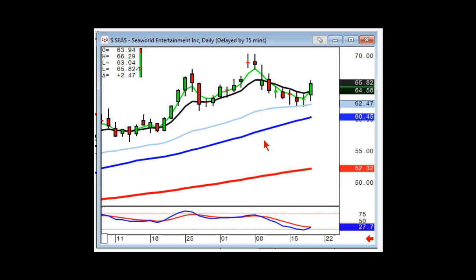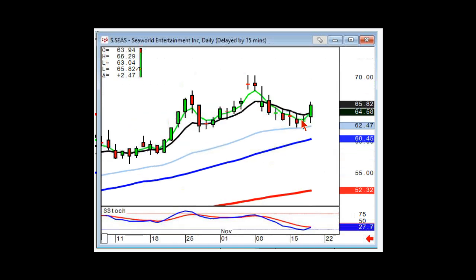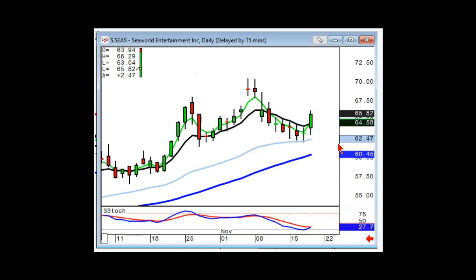You can see this one yesterday hit the 34 twice, 2 days. Came back up. Where do you think the next likely target is? The Stochastics coming up. I'd look for it to come back up to the top of the channel. But that seems to work.